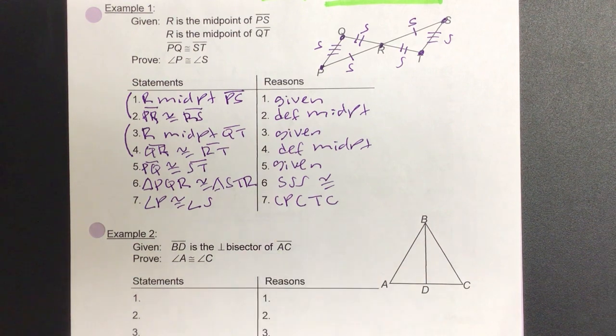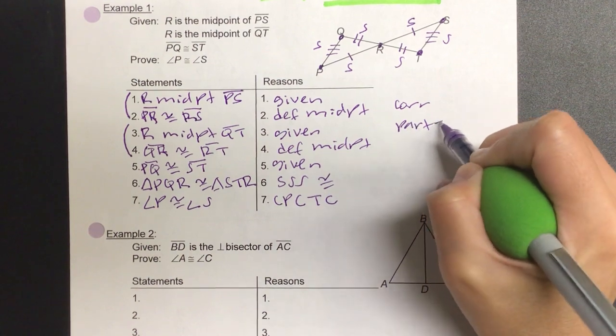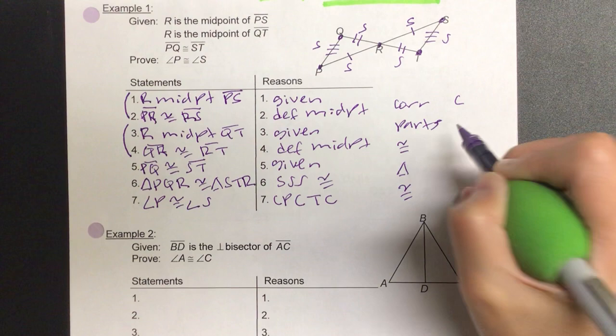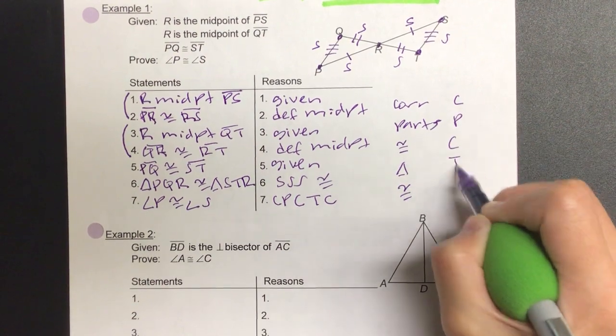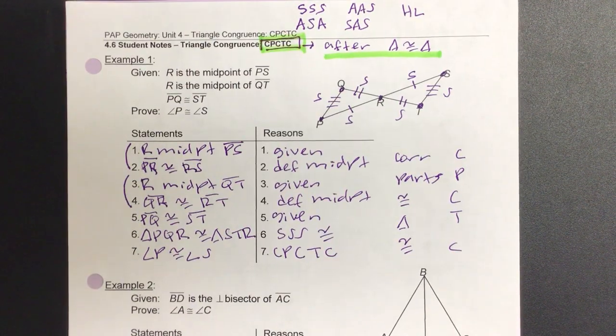If you're not happy with this, you can write out corresponding parts of congruent triangles are congruent, and that's where the acronym CPCTC is coming from. But I'm good with the acronym. It's shorter for me. So again, the only new thing today is the last part. So when you're ready, let's move on to number 3.